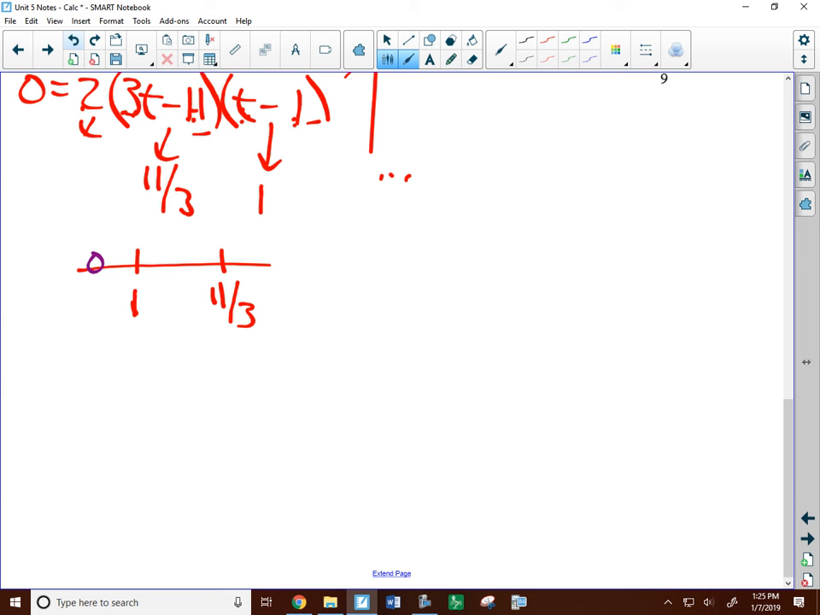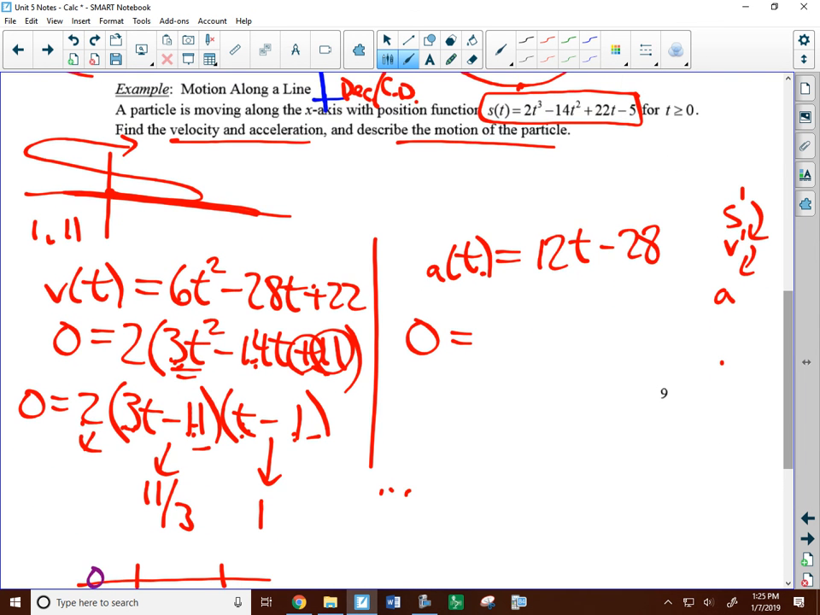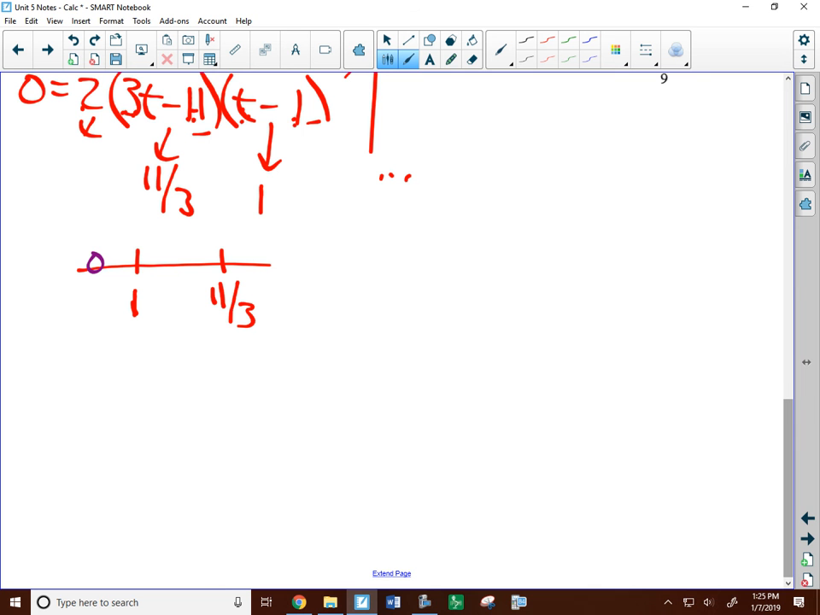I plug in the values. Let's see, 0 will be... Oh, wait. Did this start? This probably started at 0. I guess I can include 0. It says we can include 0, so that's fine. Let's go 2 here, and then 3 and 2 thirds. This would be 4 here. 11 thirds is 3 and 2 thirds.